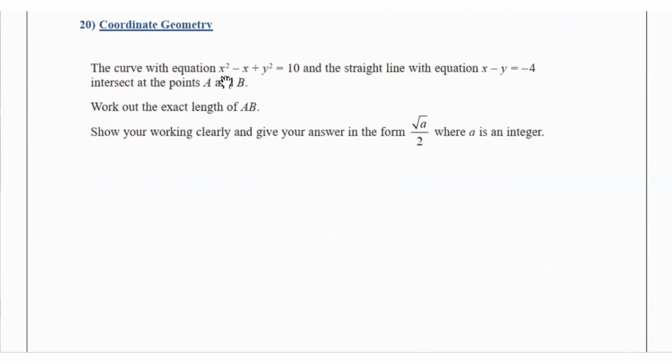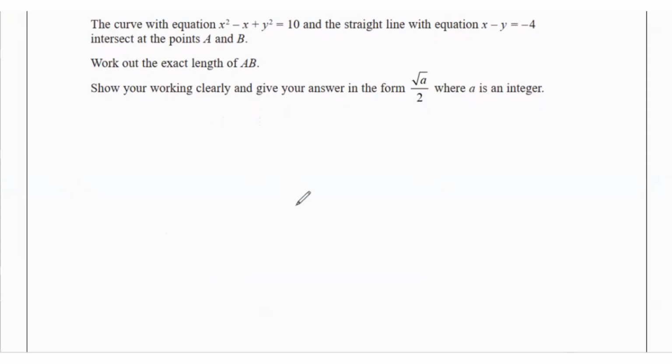The curve with the equation x squared minus x plus y squared equals 10, and the straight line with the equation x minus y equals negative 4 intersect at the points A and B. Work out the exact length of AB. Show your working clearly. Give your answer in the form root A over 2, where A is an integer.